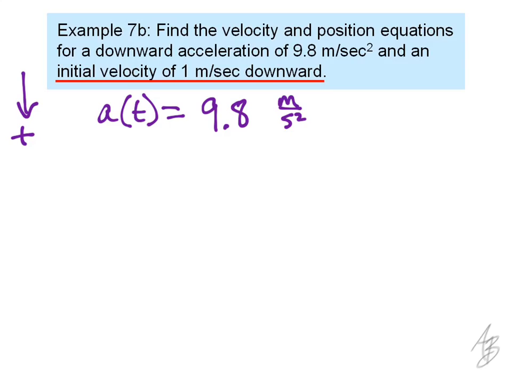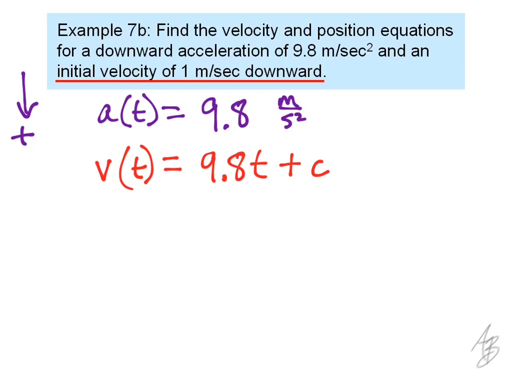So how do we figure out what the velocity is? How are acceleration and velocity related? Acceleration is the derivative of velocity, right? So then velocity is going to be the antiderivative of the acceleration. So if we have an acceleration function of 9.8 meters per second squared, then the velocity is going to be the antiderivative of that. So what would I take the derivative of to get 9.8 meters per second squared? 9.8t plus some constant.